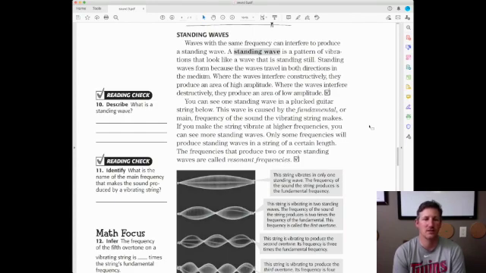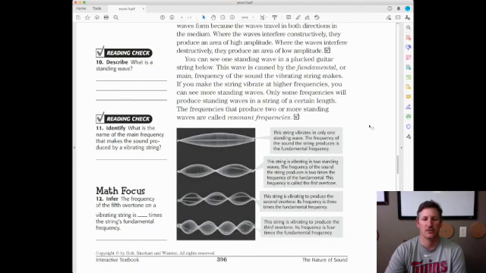If you make the string vibrate at higher frequencies, by making that string tighter, you can see more standing waves. Only some frequencies will produce standing waves in a string of a certain length. The frequencies that produce 2 or more standing waves are called resonant frequencies. So if you take a look at this, this would be your guitar string. The string vibrates in only the one standing wave. The frequency of the sound the string produces is the fundamental frequency.